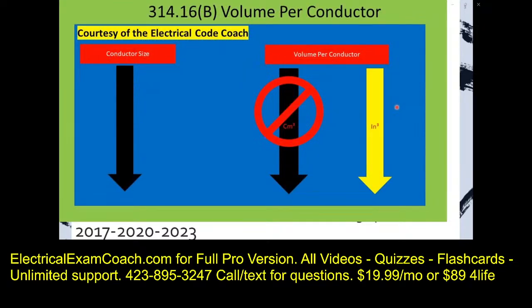Now let's look at the second table that we're going to be dealing with for box fill. And it's right below there. It's 314.16(B). And this one's very simple to understand. On the left-hand side is our conductor size. And on the far right-hand side is going to be our cubic inch volume. Every box can only handle so many wires and devices. And that's what we're going to learn in this lesson here today. Each box has so many cubic inches that you can fill, and each conductor and device takes up so many cubic inches of that box. Now, let's do some practice questions and get to it.